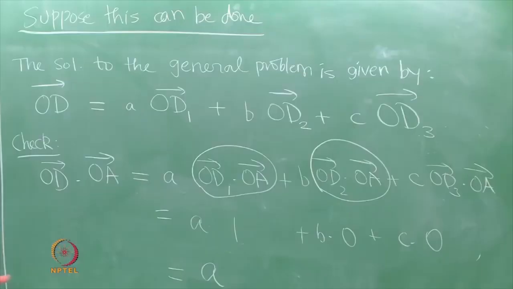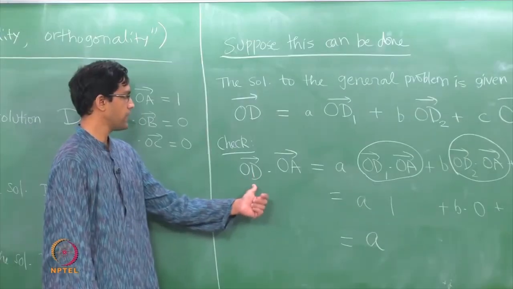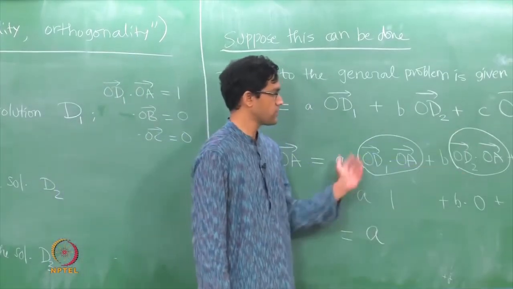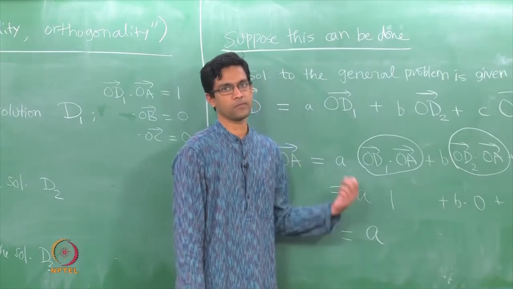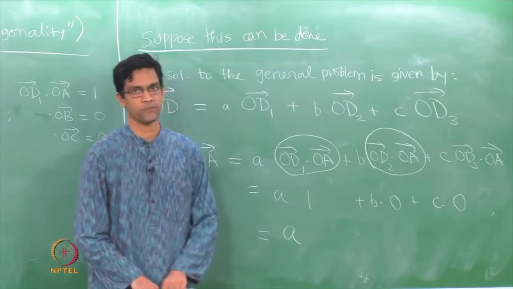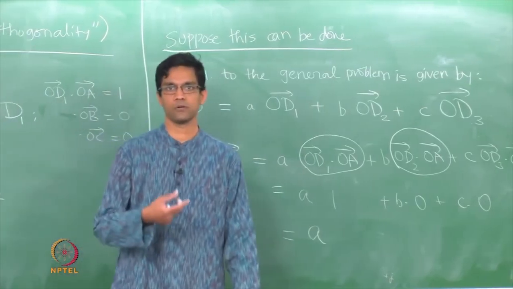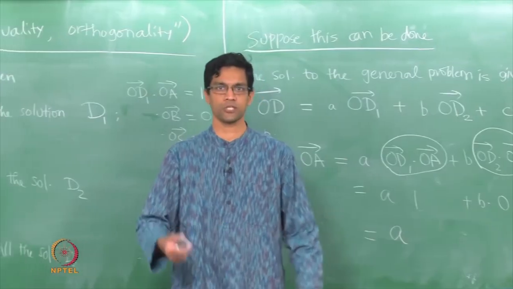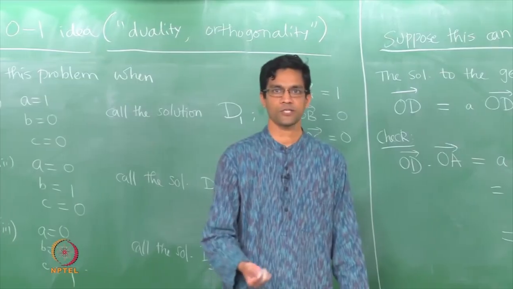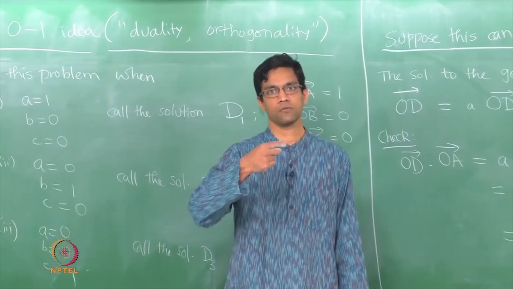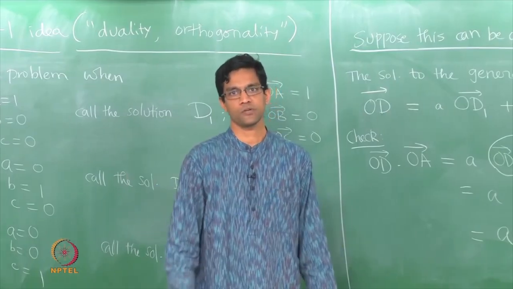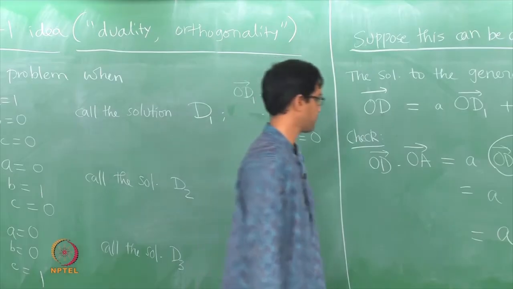Okay. So similarly, if you worked out the dot product of OD with OB, then only the second term would give you a 1, whereas the first and the third terms would give you 0. And similarly for the third one, you would only get a 1 in the third term and zeros in the first two terms. So essentially if you could solve three simpler problems, you can solve the original problem by just taking a linear combination. And this is exactly what we did for interpolation as well, because there we found those polynomials Pi, and then we just had to take a linear combination of them, and that solved the more general original problem.